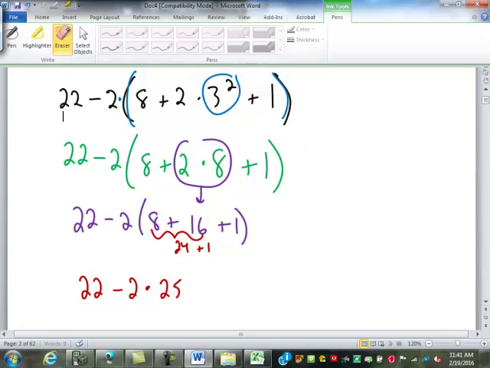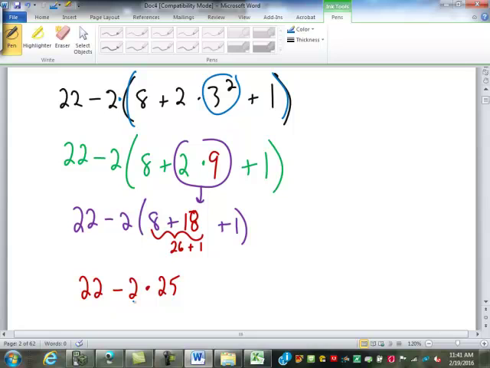Oh, shoot, that's my fault. You're not confused. I'm just tired. 3 squared is 9. Sorry about that. So then this is 2 times 9 is 18. Does that look better? Yeah. Okay, sorry about that. 8 plus 18 is 26, plus 1 is then 27.